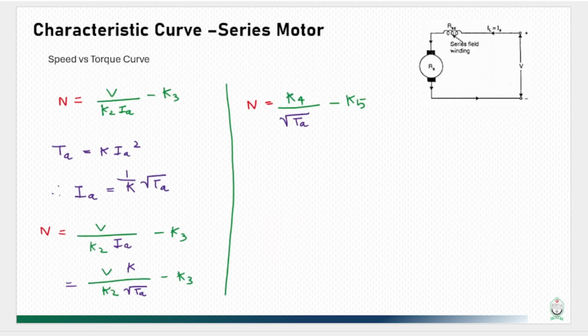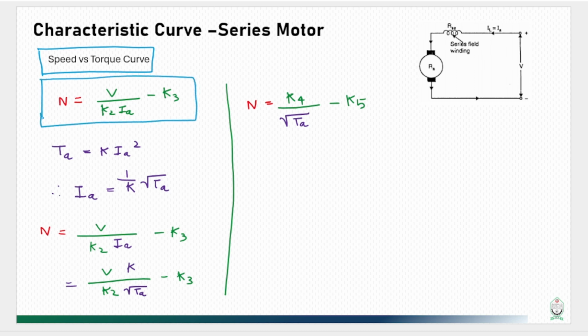Now let's move to another characteristic curve of the series DC motor, that is the speed versus torque curve. In order to have a characteristic curve of speed versus torque, we need to establish an equation where speed of the motor and torque are involved. So we will carry on from the equation we solved for our last characteristic curve. So that is the equation here.